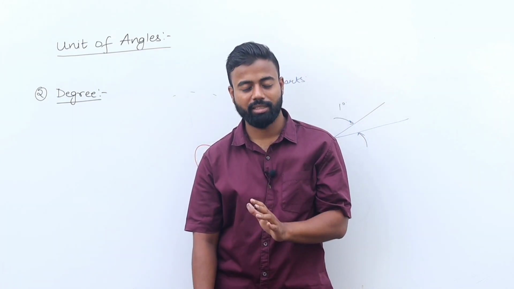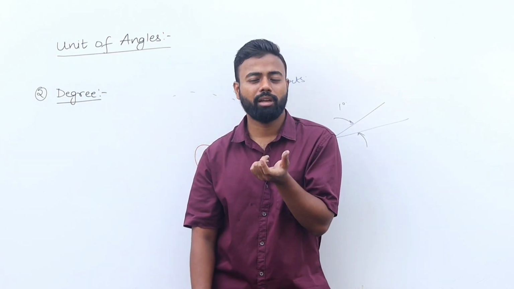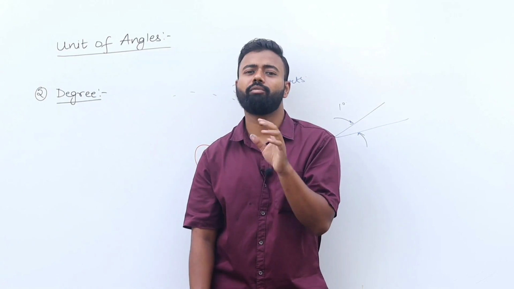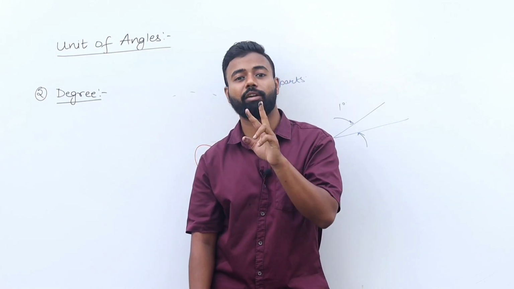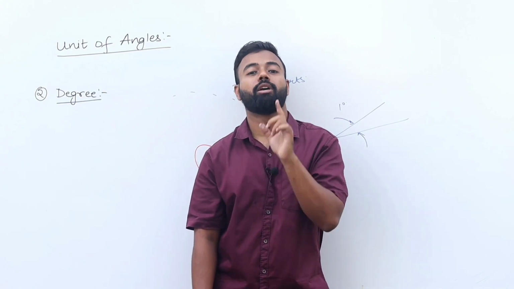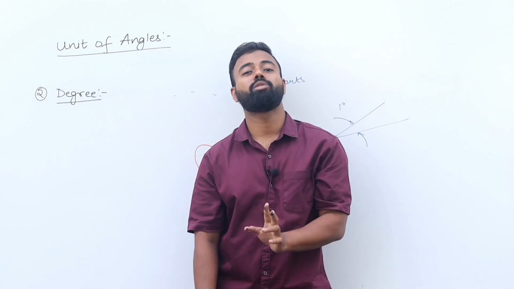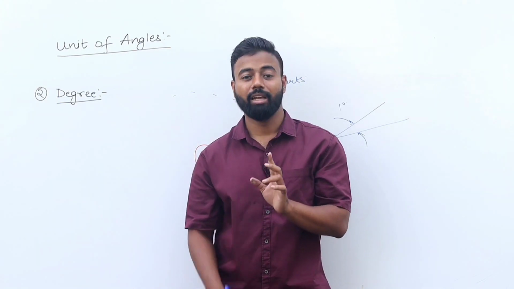The answer to this is, in earlier times, in Babylonian civilization, it was assumed that we had 12 months and every month had 30 days. So in total, we had 12 into 30, that is 360 days. So on that logic, they divided 1 revolution into 360 parts. I hope it is clear.